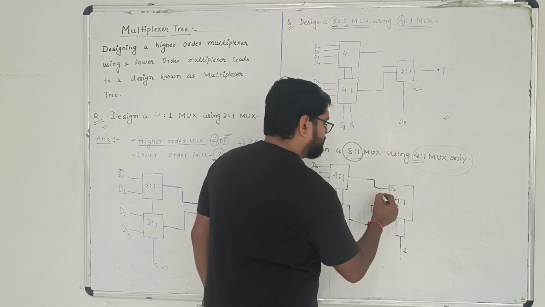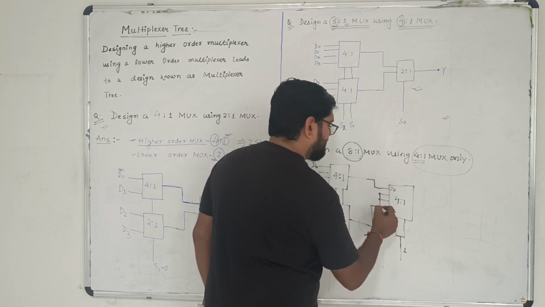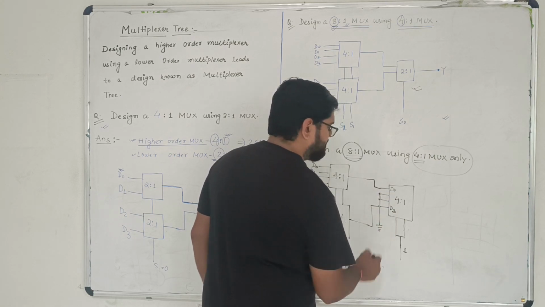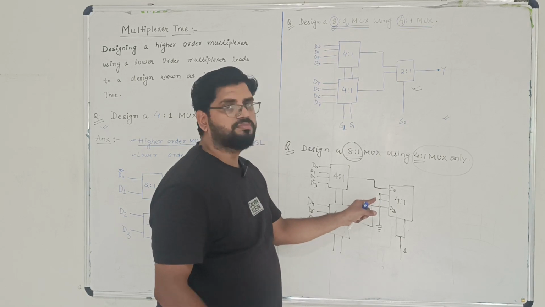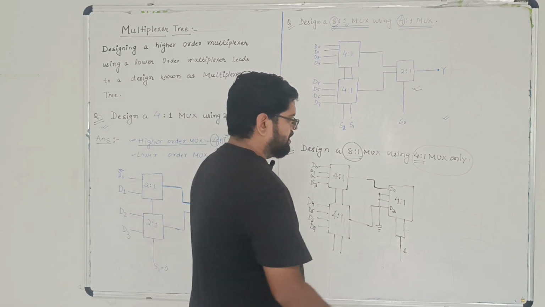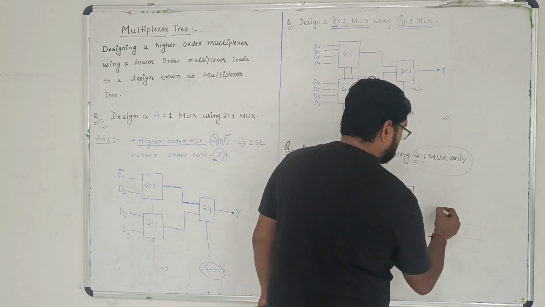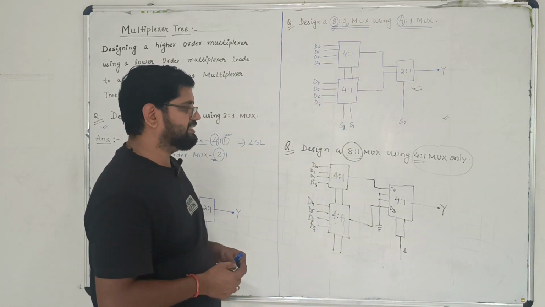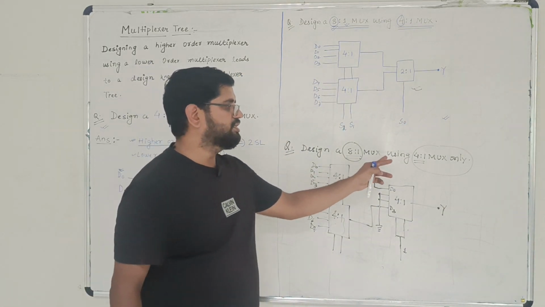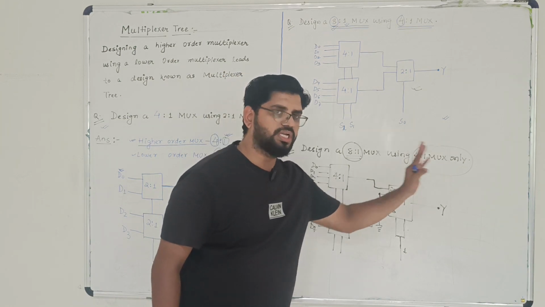And these two data inputs are connected to ground. Why are these two inputs connected to ground? Because they are not in use. And finally, we'll have only one output, and that is nothing but your Y. So this is the method by which we are designing an 8:1 MUX using 4:1 MUX only.